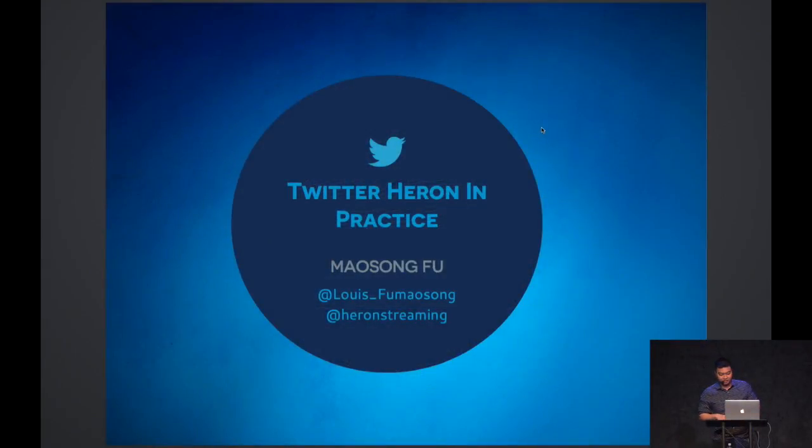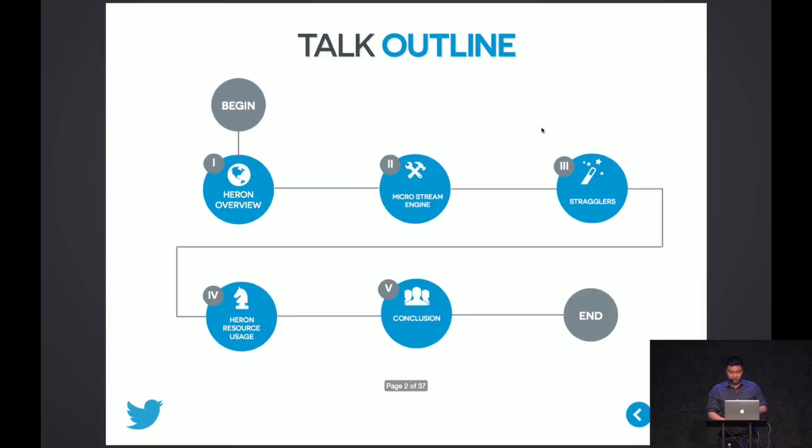Today I will talk about Twitter Heron in practice. This is the talk outline. First, I will give some overview on Heron, and then I will talk about the design goal of Heron, which is to be a micro-stream engine. And then I will talk about some stragglers we met in Twitter, and then some Heron resource consumption usage, and finally we have some conclusion and QA.